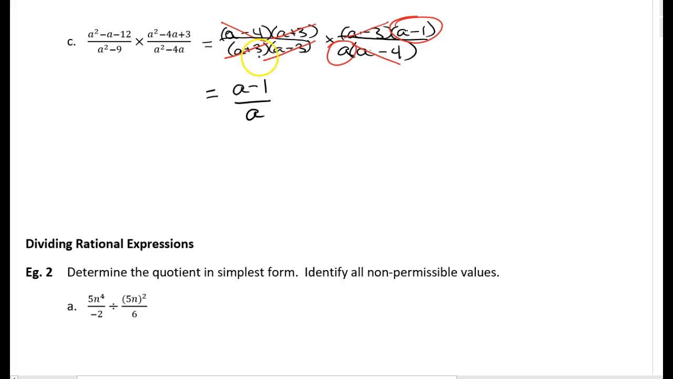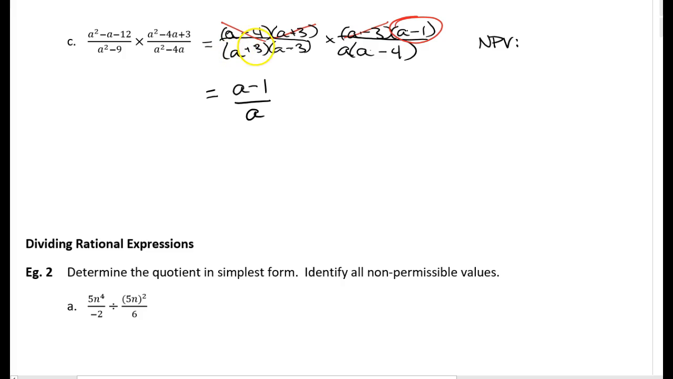Now, unfortunately, again, I forgot to check my non-permissible values. It's always easier to do it when it's already factored, so I'm going to go back and look at these. Oops. Which is why it's always better to slow down and do those before you do any canceling. Don't do as I do, do as I say.